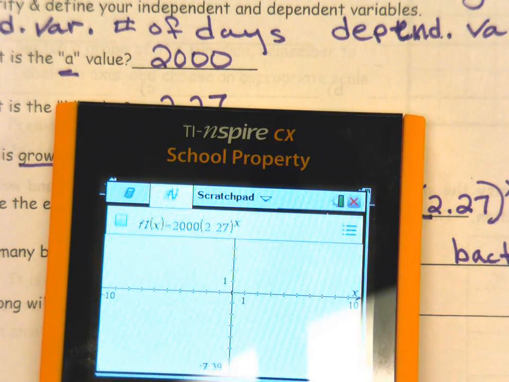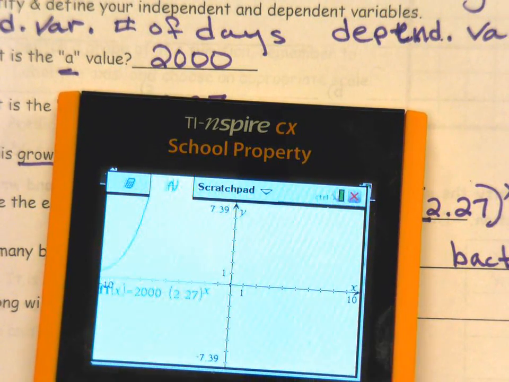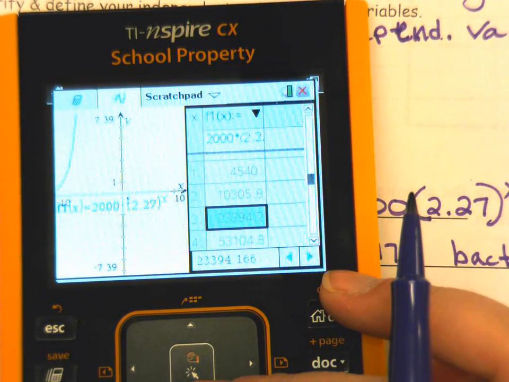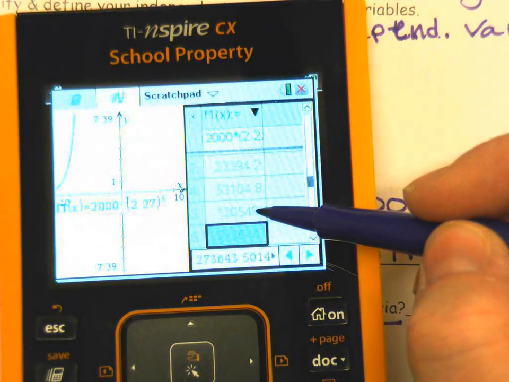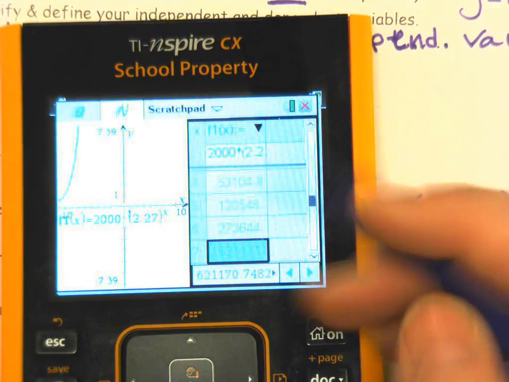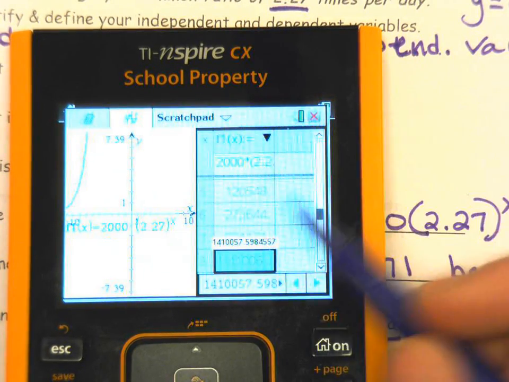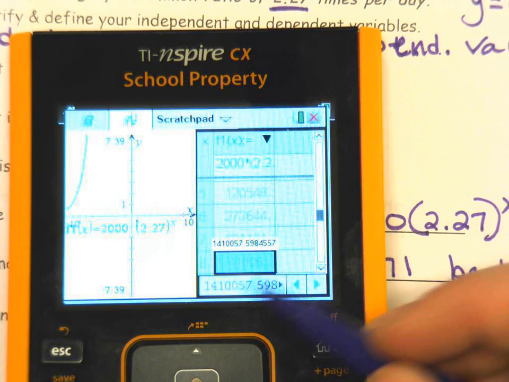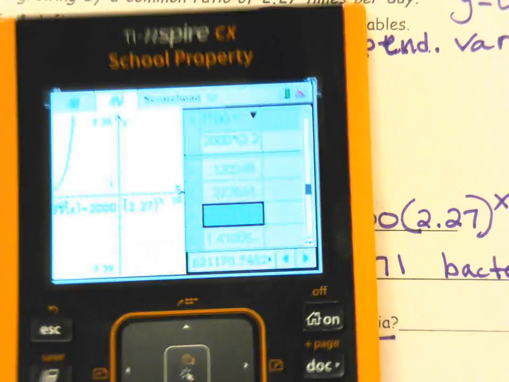Press enter, and then you can press Control T, which will give you your table, and then you can just go down until you see that it is over 1 million, which would be 6 place values. And if you see it right there, it kind of raises up and kind of tells you. So when will there be over 1 million? And it would be 8 days.